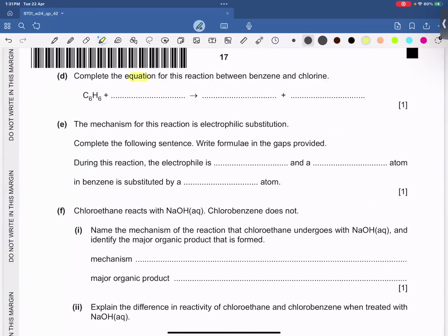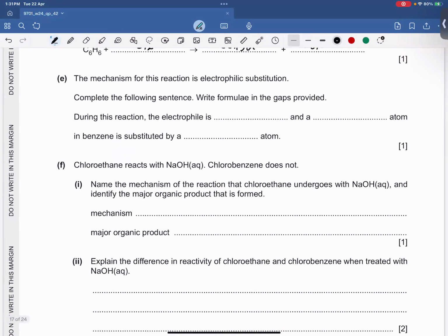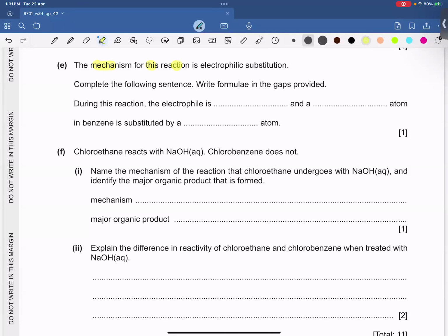Part B: complete the equation for the reaction between benzene and chlorine. That's easy. When chlorine and benzene react together, you will get chlorobenzene, which is C6H5Cl, and obviously you will get HCl also. We have done this in the notes, all right? The mechanism for this reaction is electrophilic substitution. Complete the following sentence, writing formulae in the gaps provided. During this reaction, the electrophile is Cl+ and a hydrogen atom in the benzene ring is substituted by a chlorine atom.